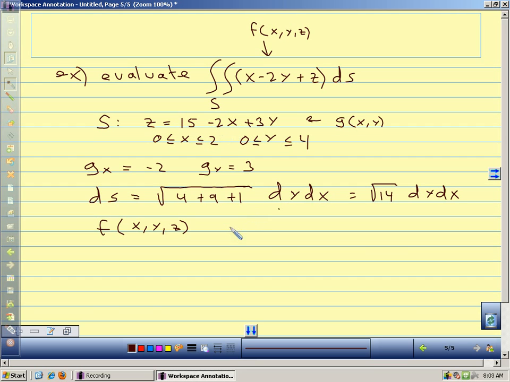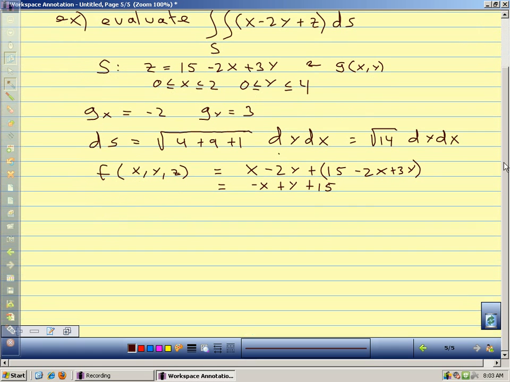So our function of x and y is just going to be x minus 2y plus this whole thing, plus 15 minus 2x plus 3y, that's z on my surface. So the function that we're integrating ends up being minus x plus y plus 15. We can see now that this is going to be a pretty easy integral to evaluate.